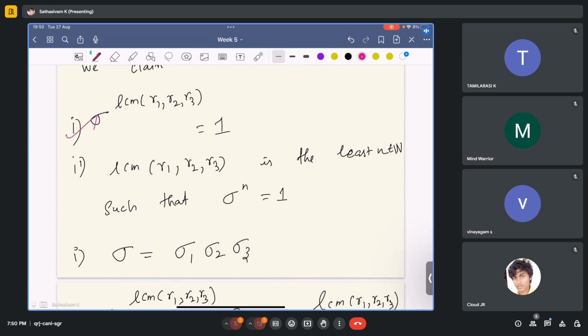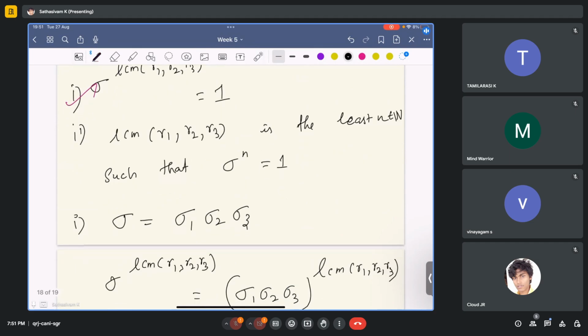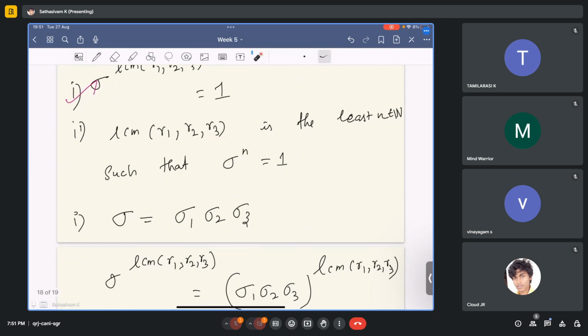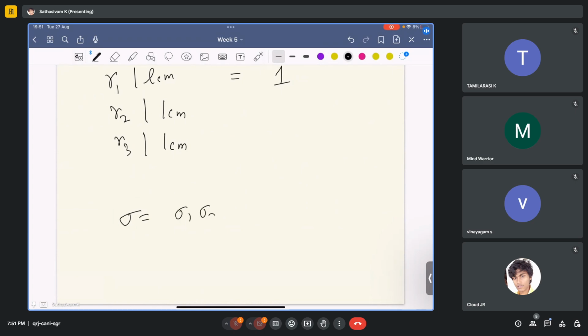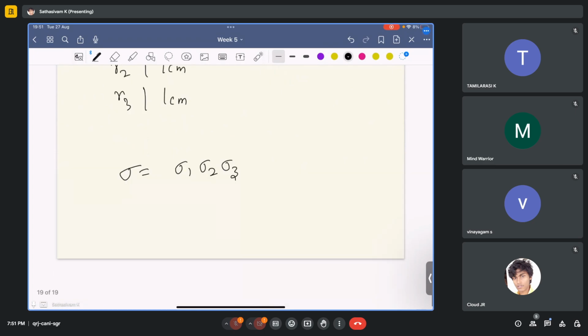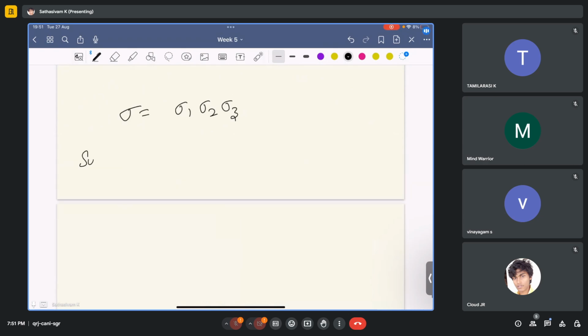Now what remains is to prove the second one. We want to prove that this is the least number. So let's try to prove something is the least number. Again, assume that this sigma is sigma 1, sigma 2, sigma 3. Suppose we have n such that sigma power n is equal to identity.